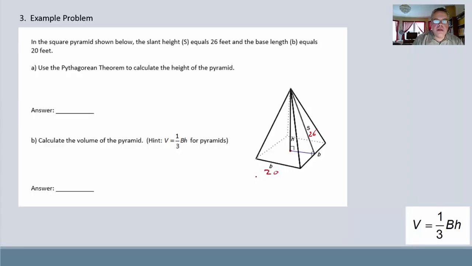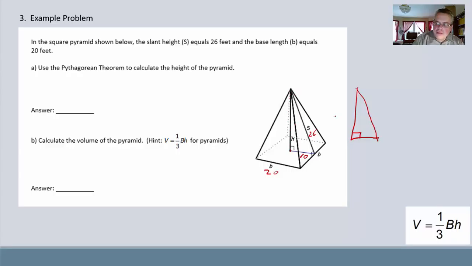All right, use the Pythagorean theorem to calculate the height. Well, if the base length is 20, this length here from the center to the side is 10. And what we have is a right triangle. So I'll draw it separately so we can kind of see it. So in the middle of the pyramid is this right triangle.